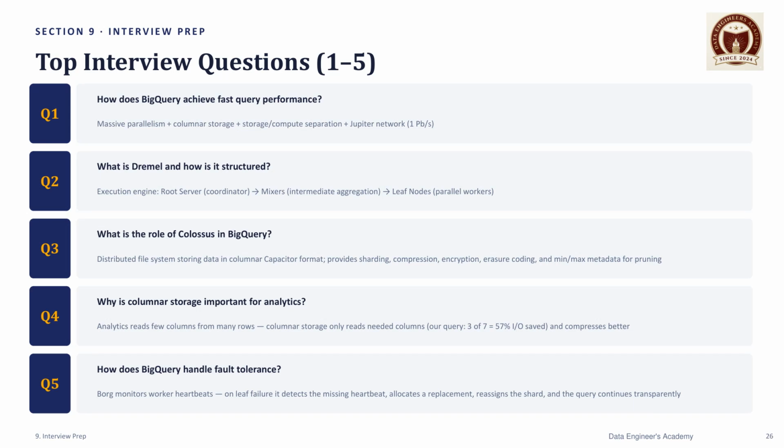You should know that BigQuery's speed comes from Dremel and Jupyter. Colossus uses the capacitor columnar format, and BOG handles automatic fault tolerance.